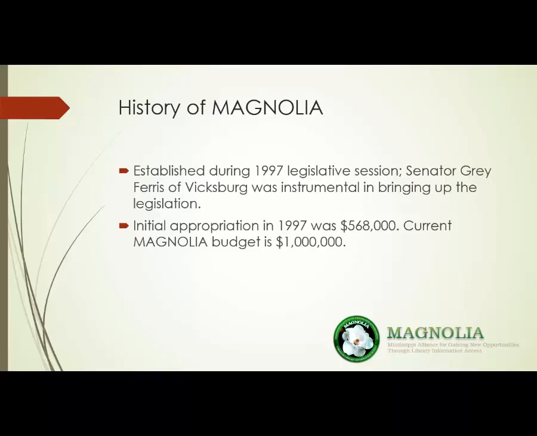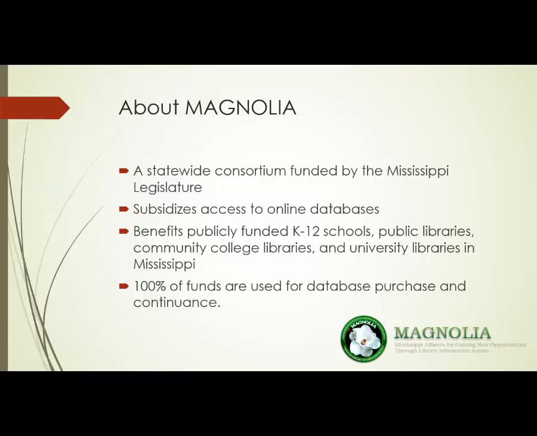With funding now set at $1 million annually, MAGNOLIA databases are being used by libraries and the citizens of Mississippi. Thanks to the funding appropriated each year by the legislature, MAGNOLIA provides online research databases for publicly funded K-12 schools, public libraries, community college libraries, and university libraries in Mississippi.